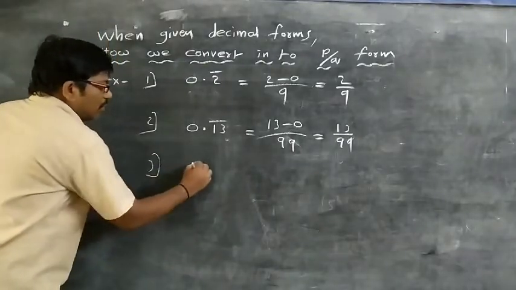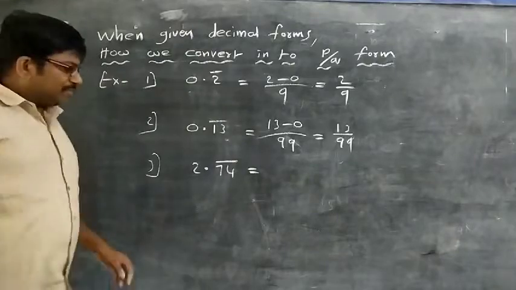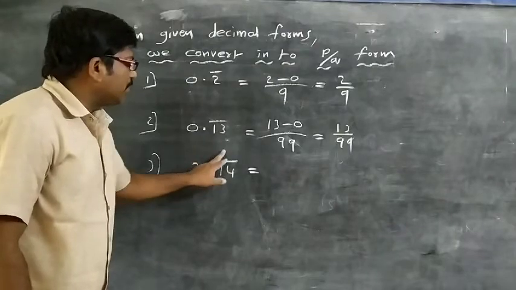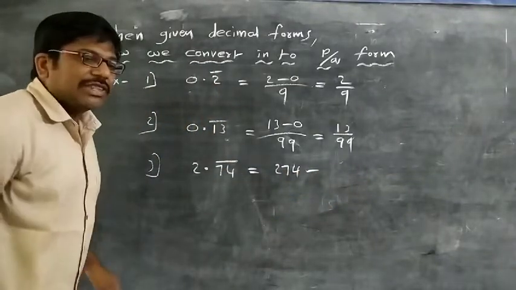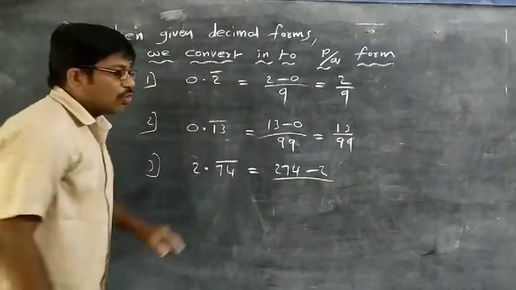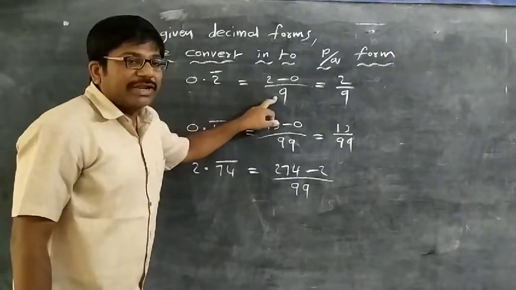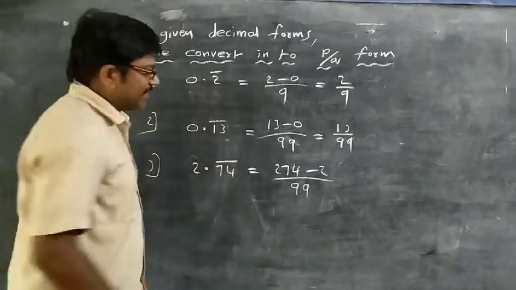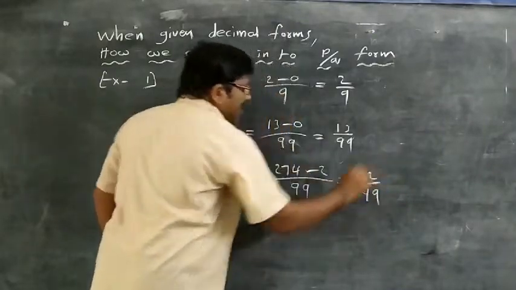The third one, 2.74 bar. Come on, do it. First you have to write the total number without decimal, without bar. That is 274. 274 minus the number without bar, that is 2, divided by, here periodicity is 2, so we keep 2 nines. If periodicity is 1, we keep one 9 in the denominator. If 2, then 2 nines. If 3, you keep 3 nines. 274 minus 2 is 272, so 272 by 99. That is the P by Q form.